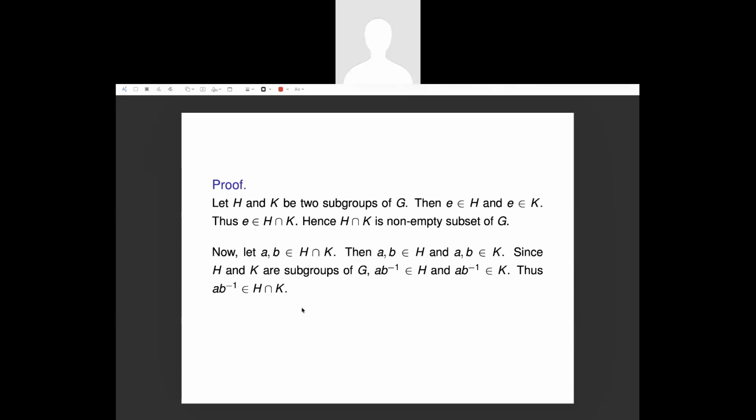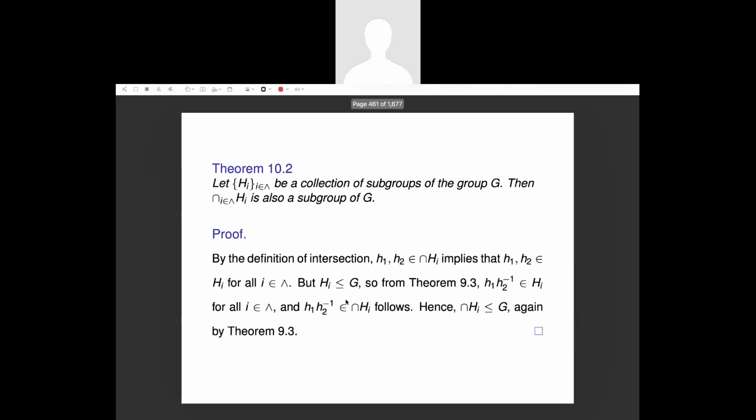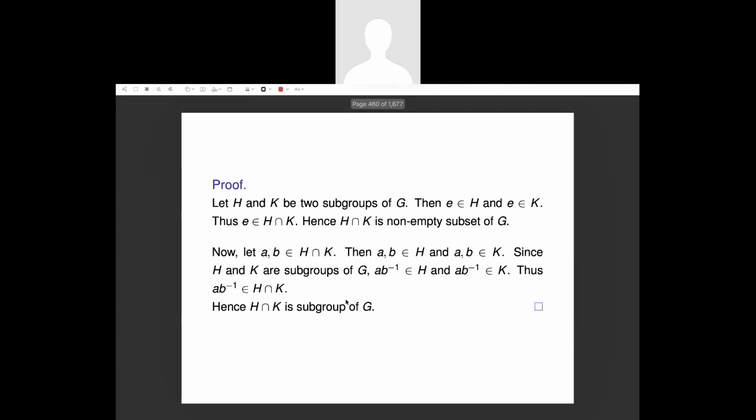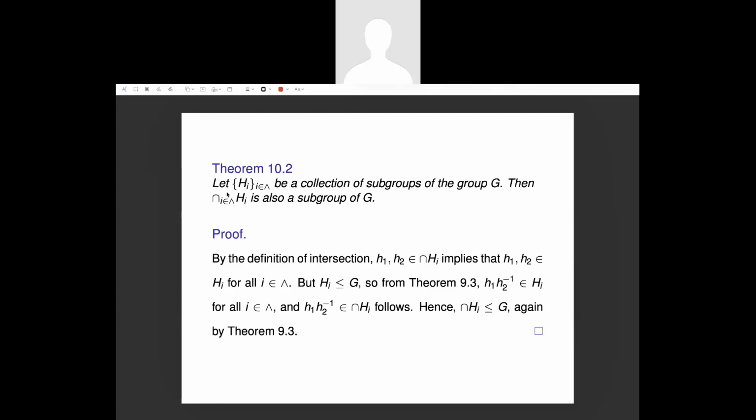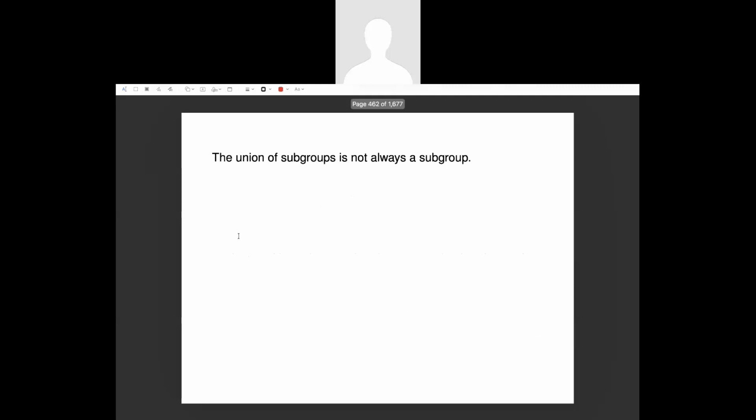So H intersection K satisfies all the properties of our theorem. Then clearly, if H and K are two subgroups, H intersection K is also a subgroup of the group G. This can be extended to a finite collection: let H_i, with index i, be a collection of subgroups of G. Then the intersection of all the H_i is also a subgroup. The proof is similar to the previous one.